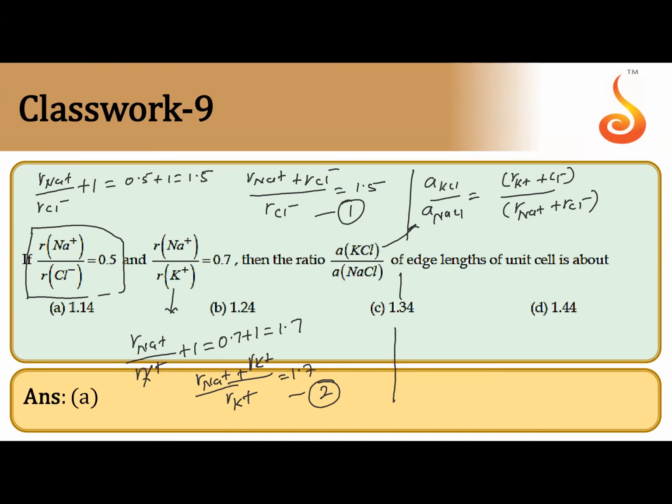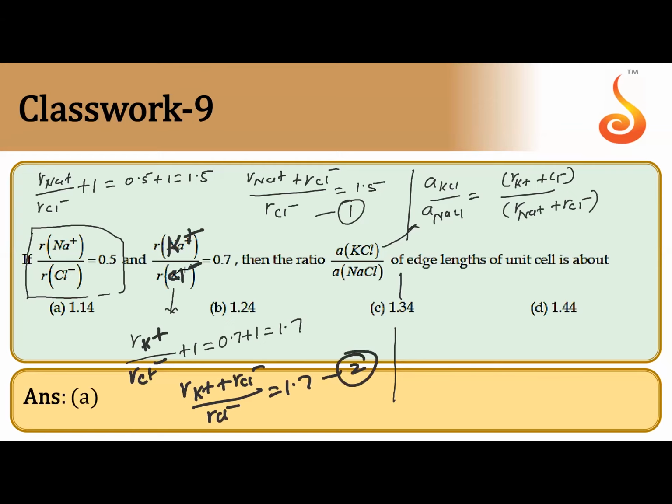Children, here, one second. We have to correct the question. There is an error in the question. Here, this value is RK plus by RCl minus. Please correct the question. Okay. RK plus by RCl minus plus 1. So RK plus RCl minus by RCl minus is equal to 1.7, equation 2.